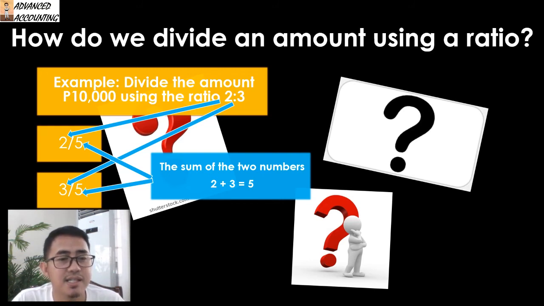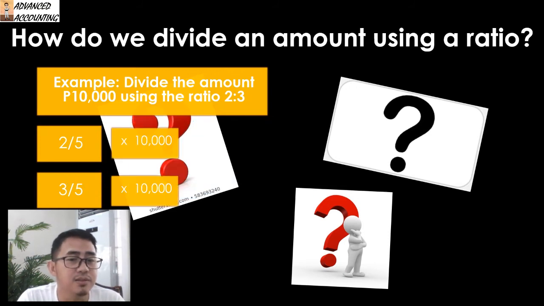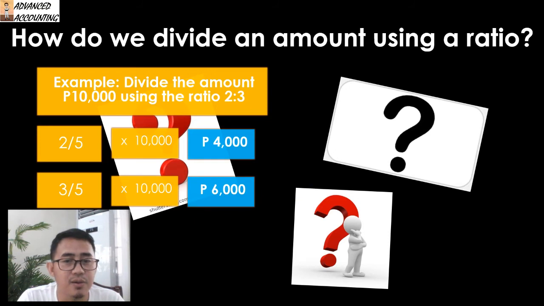Okay, so this means that in dividing the amount, the two parts will go to the first person and the three parts will go to the second person, meaning there are all in all 5 parts. So if you are able to arrive at this fraction, you will now multiply this to the amount, which is 10,000 pesos. So 2/5 times 10,000 equals 4,000, and 3/5 times 10,000 equals 6,000.